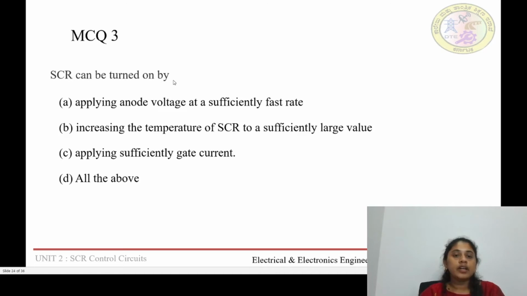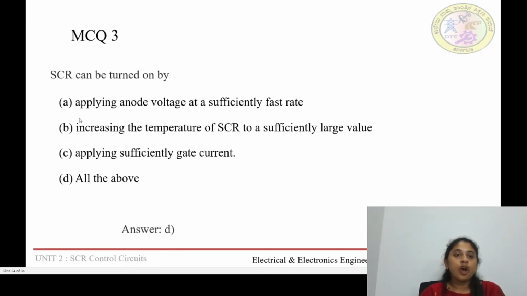SCR can be turned on by. The three options are: Option A, applying anode voltage at a sufficiently faster rate. Option B, increasing the temperature of SCR to a sufficiently large value. Option C, applying sufficient gate current. And option D, all the above. What is the answer? Yes, you are right. The answer is all the above.